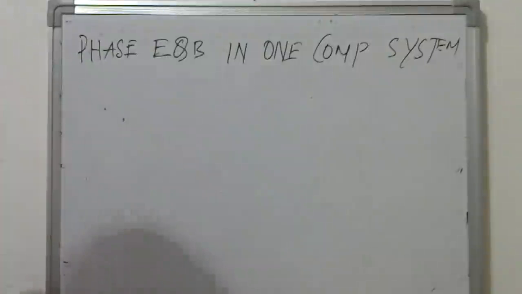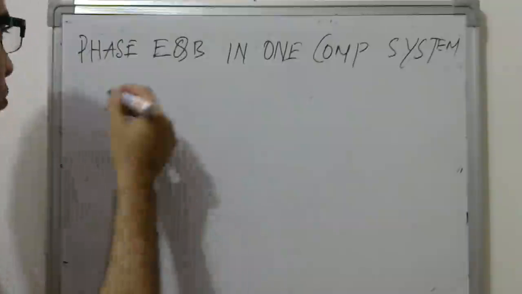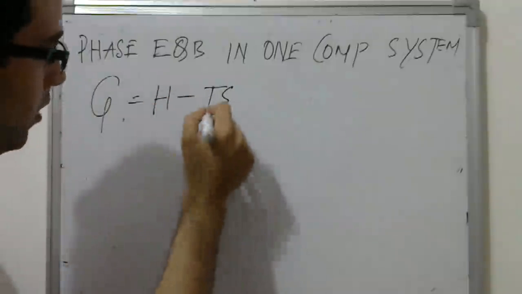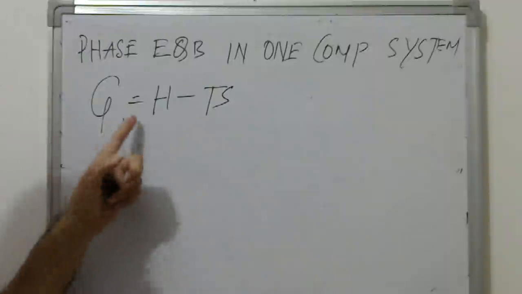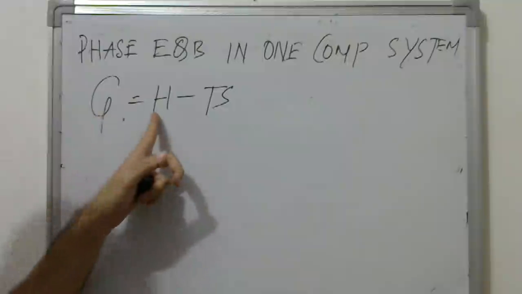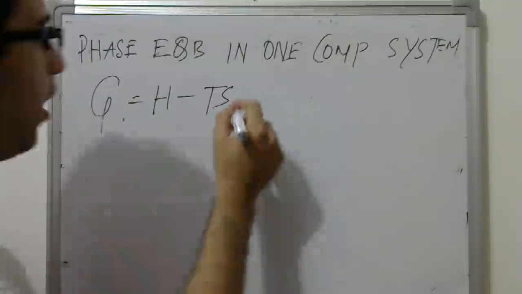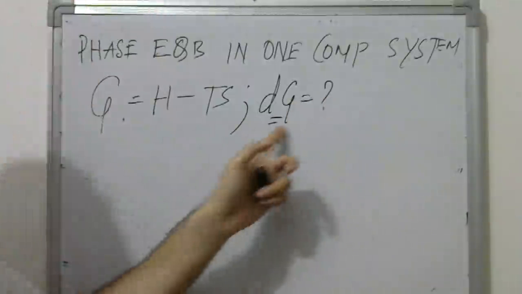First I will start with the concept of free energy. Again I will revisit the concept of free energy. G is equal to H minus TS. This is a thermodynamic quantity defined by H minus TS. G is the free energy of a system, H is the enthalpy of a system, T is the temperature, and S is the entropy of the system. So I need to find dG, because dG gives me the change in free energy.